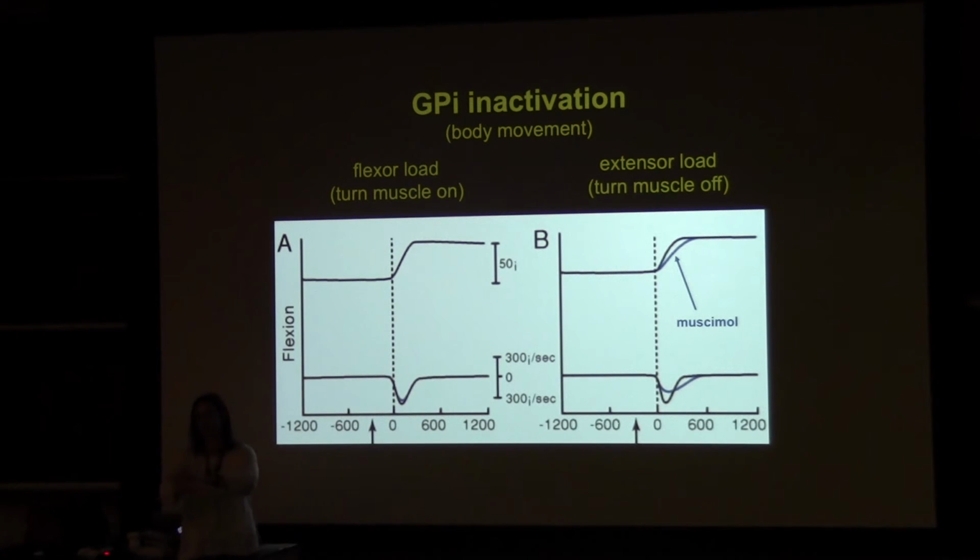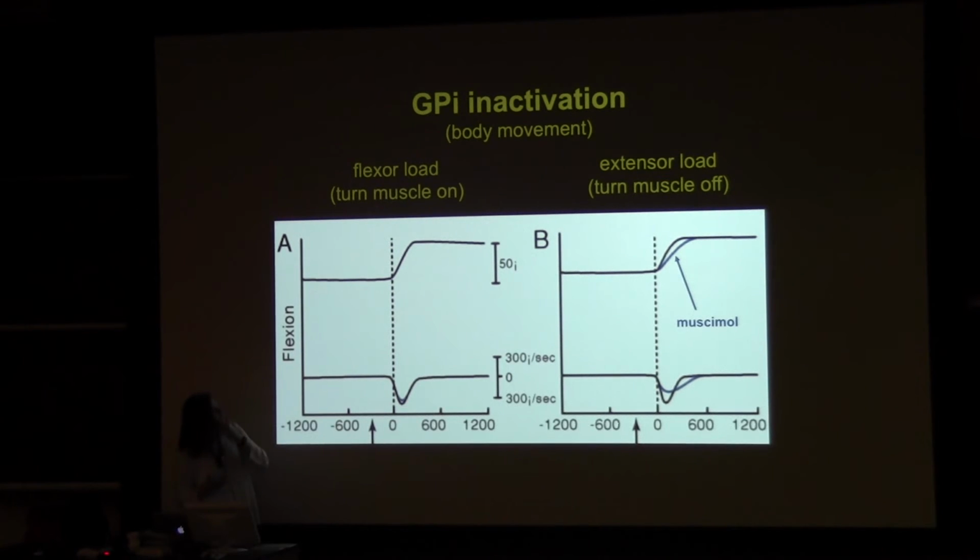But in this case, he's actually flipped the muscles. So that's what he did. And so he had monkeys making these flexion movements. And he did this before and after he inactivated the output of the basal ganglia, the GPI. What you see here is a trace showing the position of the hand flexing. And down below is the velocity. I don't know why it's flipped upside down, but it's not really that significant. Anyhow, in blue is the velocity of the movement after he inactivated the basal ganglia.